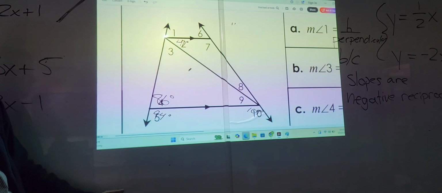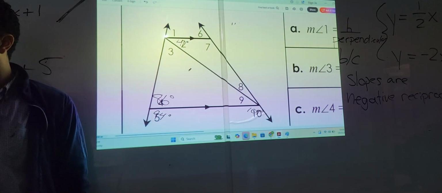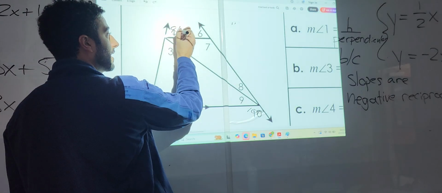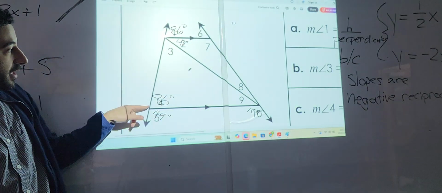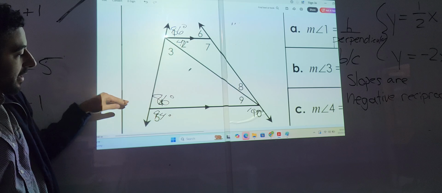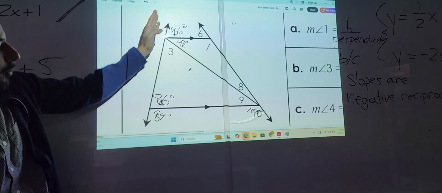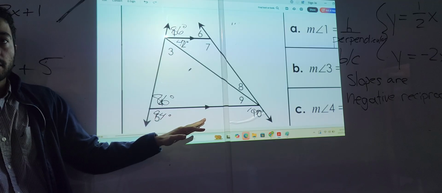Do we know of any others? Is that the only one we can solve for? Yeah, Rosalie? 1 is also 86 because it is corresponding to 4. Yes, 1 is 86 degrees because it's corresponding, right? If you envision this parallel line extending, that one extending, you see the transversal there. Those two are corresponding angles, both top right, top right.